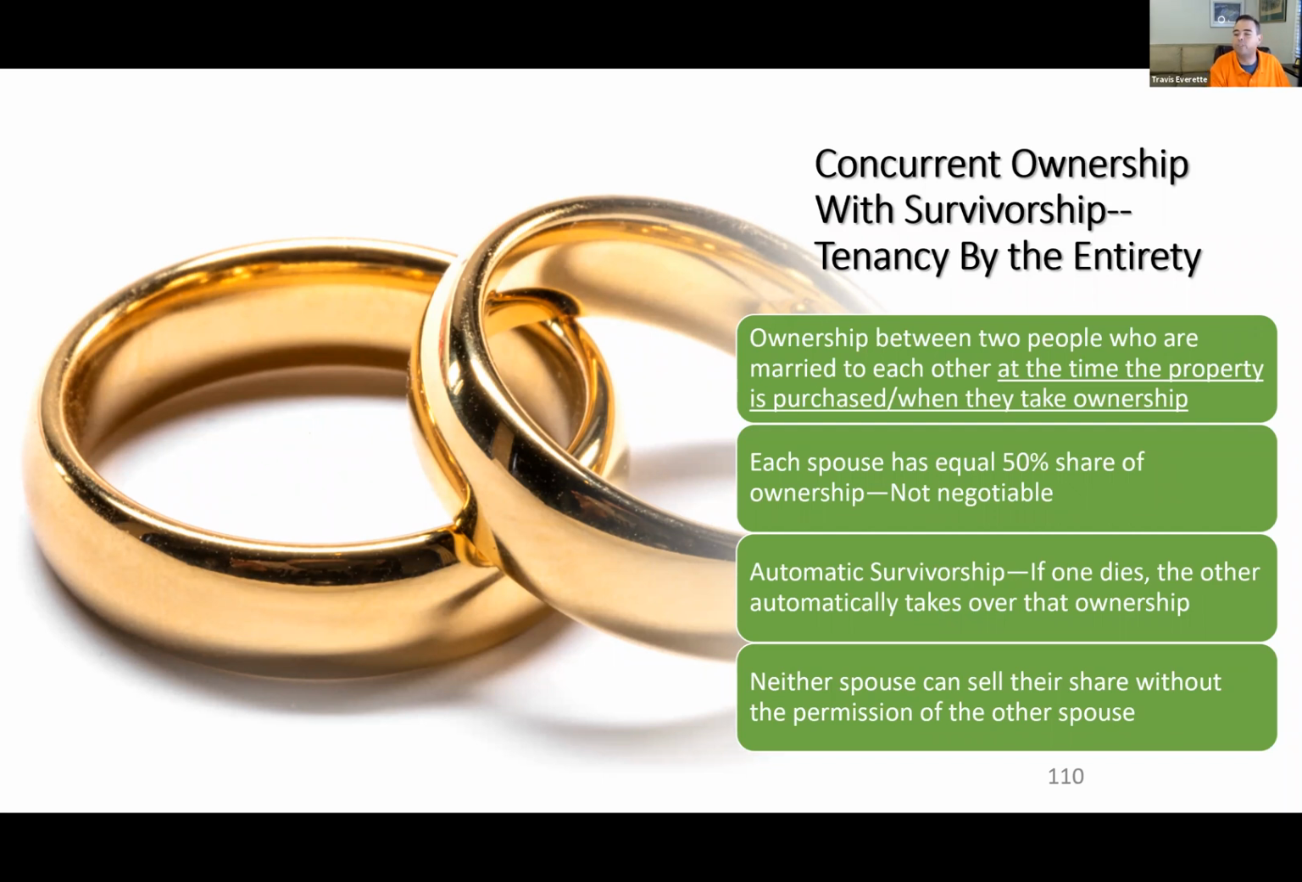What comes first, the property or the wedding? Which comes first? The wedding. These are people who are already married to each other, and then they purchase property together. The wedding came first. That's tenancy by the entirety. Why do I make a point of pointing it out like that? Because it's not tenancy by the entirety if the property came first.